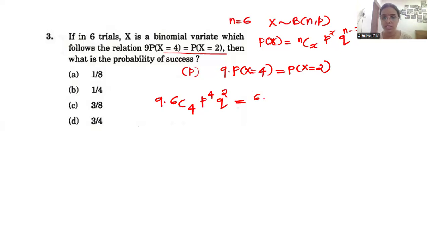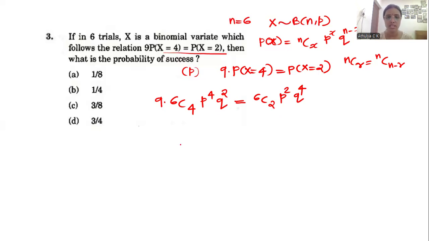That is 6C2 into p square into q to the power 6 minus 2, that is 4. We know that nCr is equivalent to nC(n minus r). So here you can see that 6C4 is there and 6C2 is there, which is of this form, so the answer will be the same.